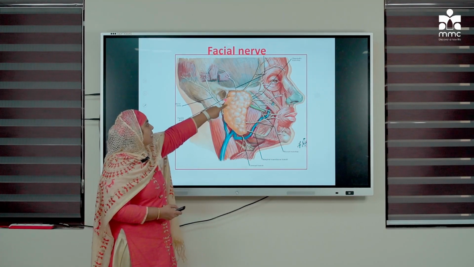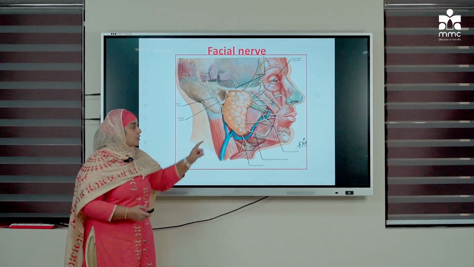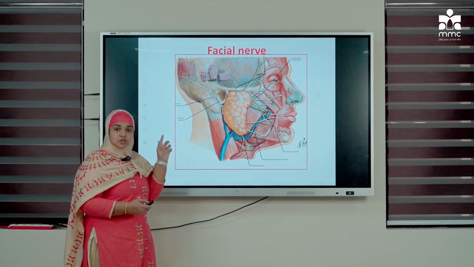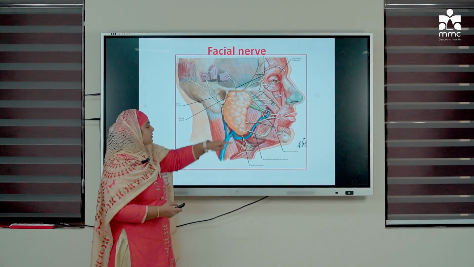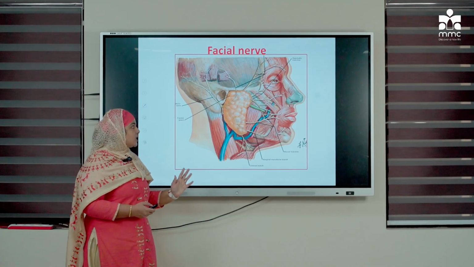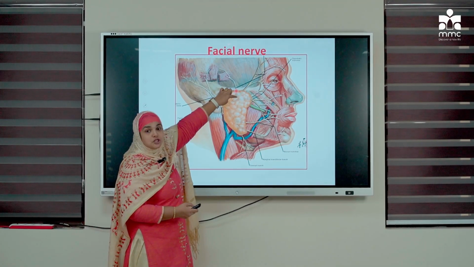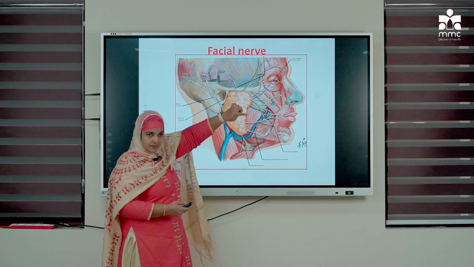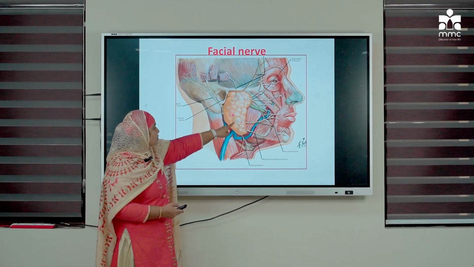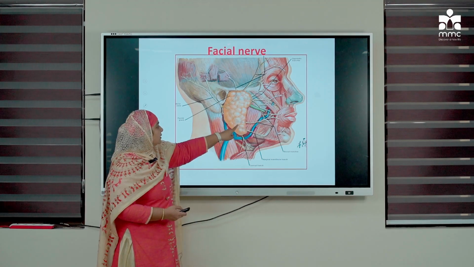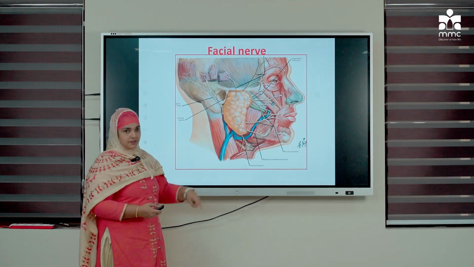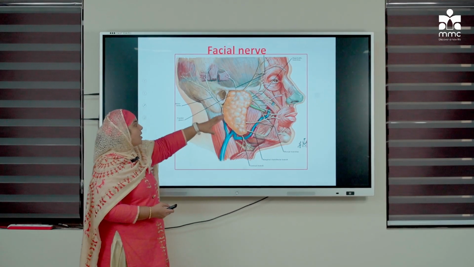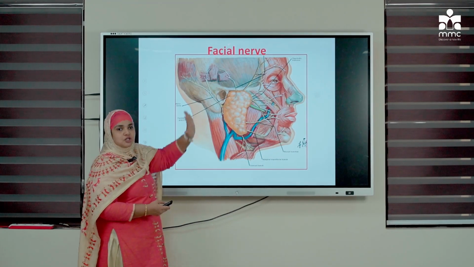The trunk that is going upward towards the temporal region is called the temporofacial trunk, and that which is going towards the cervical region is called the cervicofacial trunk. The temporofacial trunk will divide into two further branches: the temporal branch and the zygomatic branch. Then the cervicofacial trunk will divide into the buccal branch, the marginal mandibular branch, and the cervical branch. So we have 5 branches of the facial nerve that are emerging from the parotid gland once the facial nerve divides into its two main trunks.